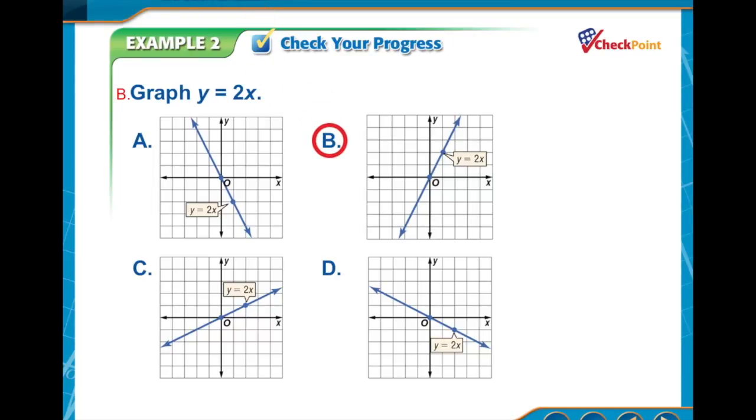So double check, and we see our red circle signifies that B is correct. On graphing these, you can do it with just a couple of steps. So please have that picture as we move on to the next example.